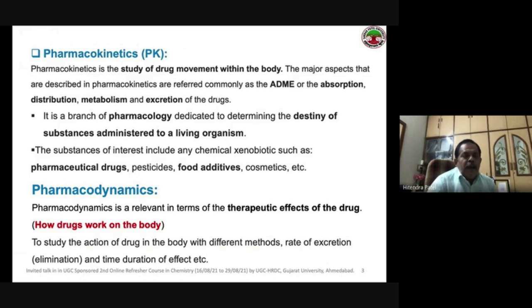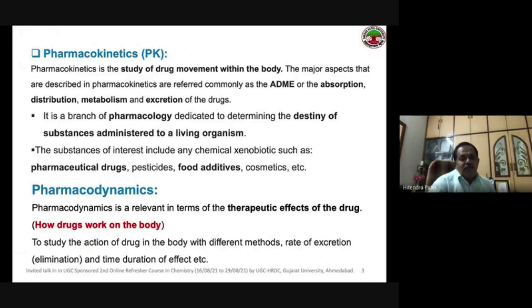On the other hand, if we talk about pharmacodynamics, it gives us an idea regarding the therapeutic effect of the drug, how the drug works on the body. Whereas in pharmacokinetics, after taking a drug molecule, suppose orally, we have to check how the drug moves towards the body, in terms of drug absorption, drug distribution, drug metabolism process, and drug excretion.